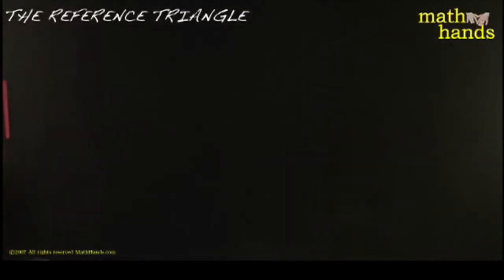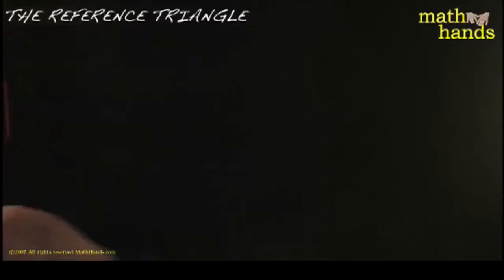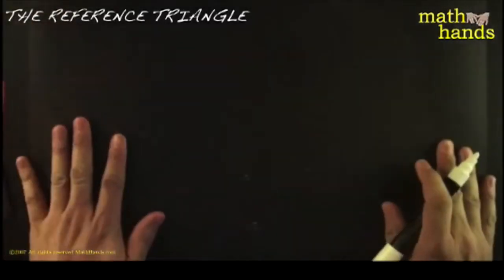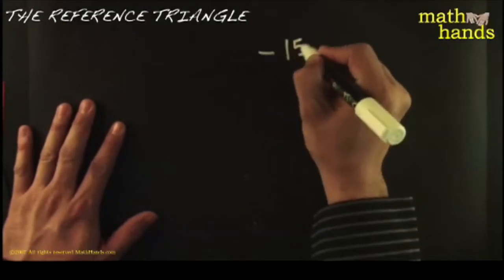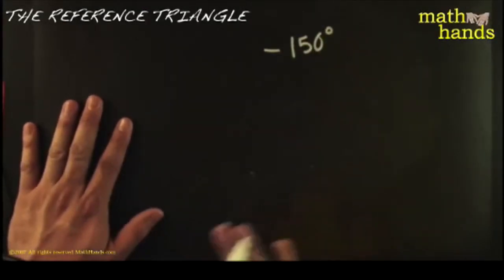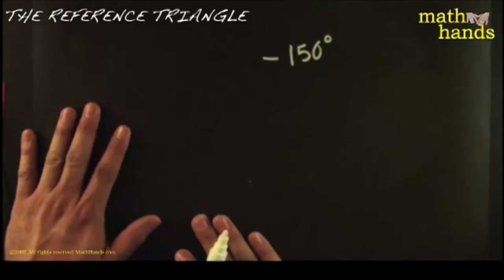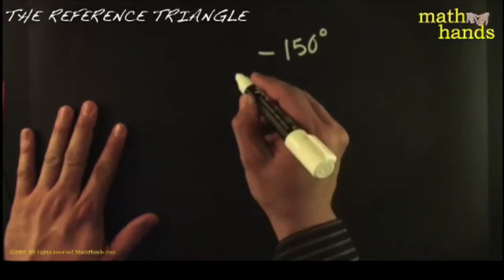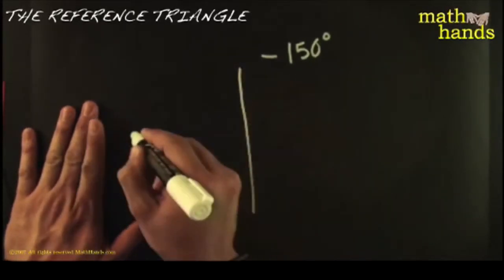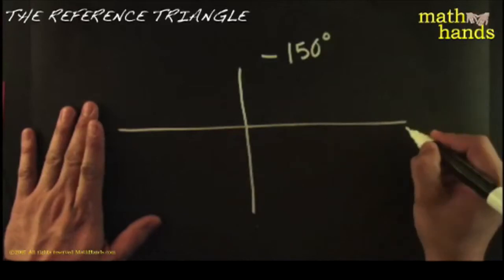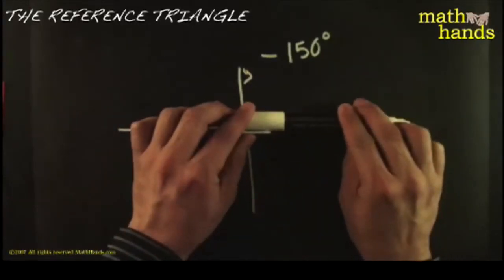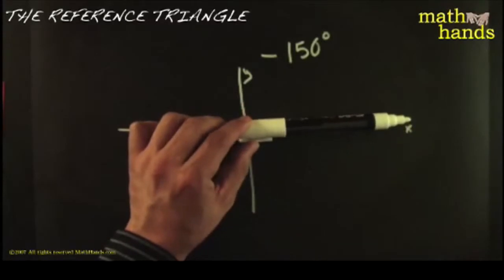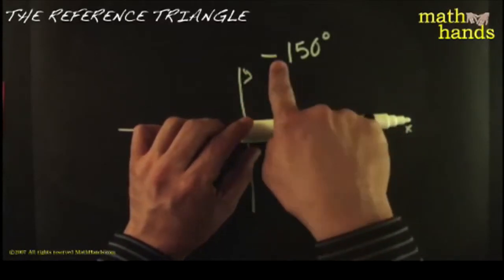Let's try some negative angles. Suppose we try negative 150 degrees. How would you do that? Are you scared of doing that? We cannot be scared. This is the x, this is the y. You always start on the positive x-axis. For negative angles, you go clockwise.